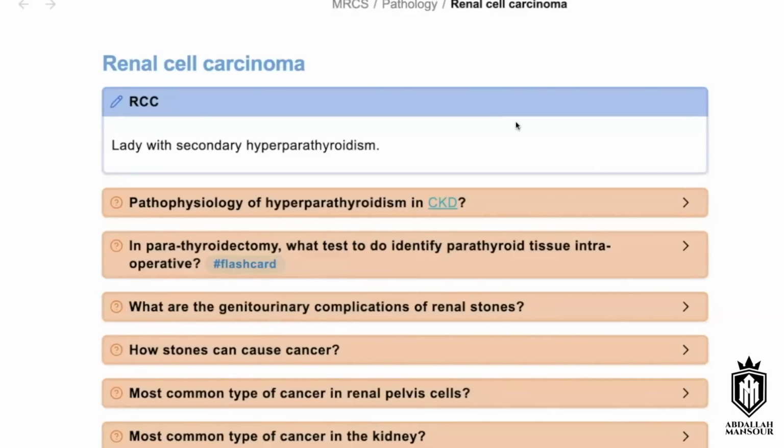You have a lady with secondary hyperparathyroidism. What's the pathophysiology of hyperparathyroidism in CKD?